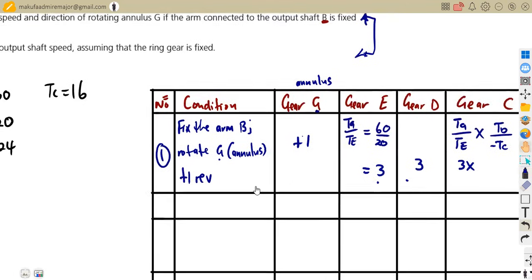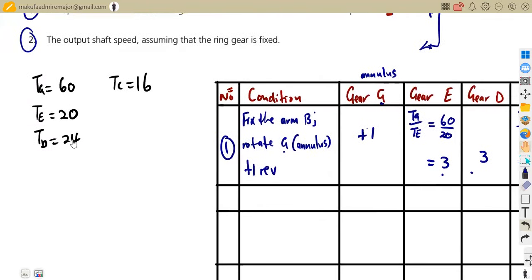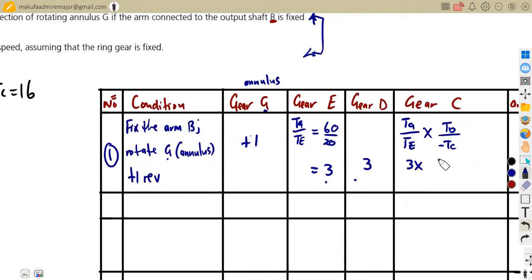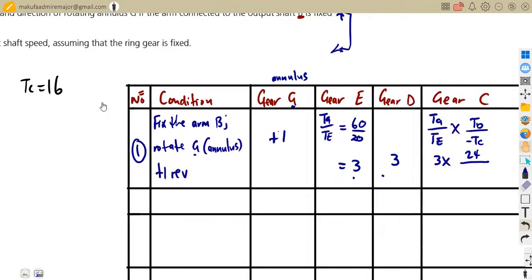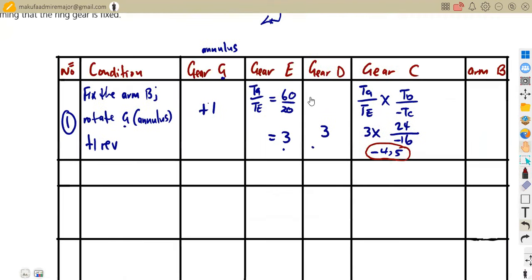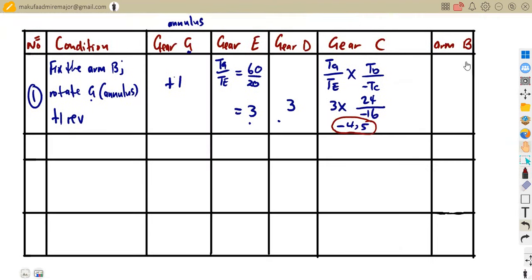So remember TD, we have everything here. TD, that's 24. So we are going to have 24 over negative TC. TC is 16, so it's going to be negative 16. So that is going to give us minus 4,5. All right, so here we are going to obtain minus 4,5. So that is how you play around. Let's move on to the arm.